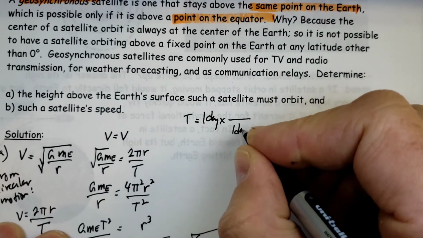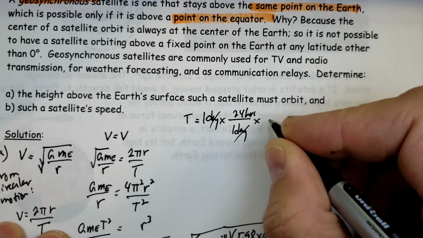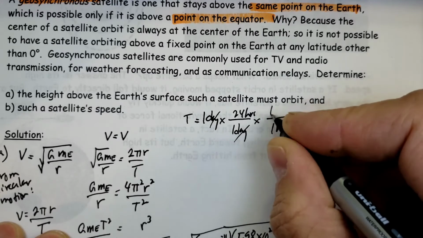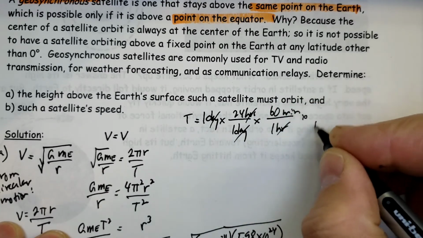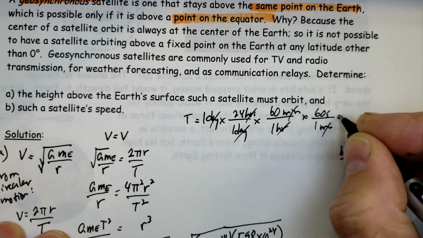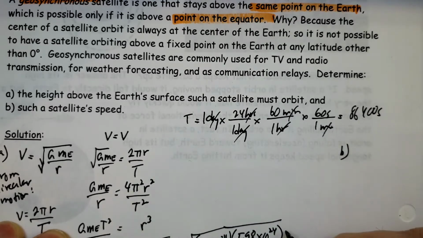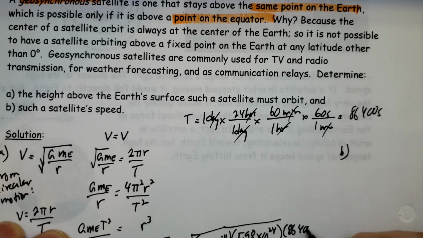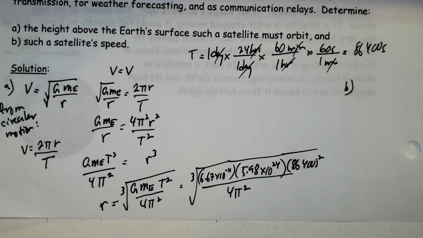And 1 day is 24 hours. 1 hour is 60 minutes. 1 minute is 60 seconds. So that gives me 86,400 seconds in 1 day. So 86,400 squared. That's quite a bit to calculate in your calculator.